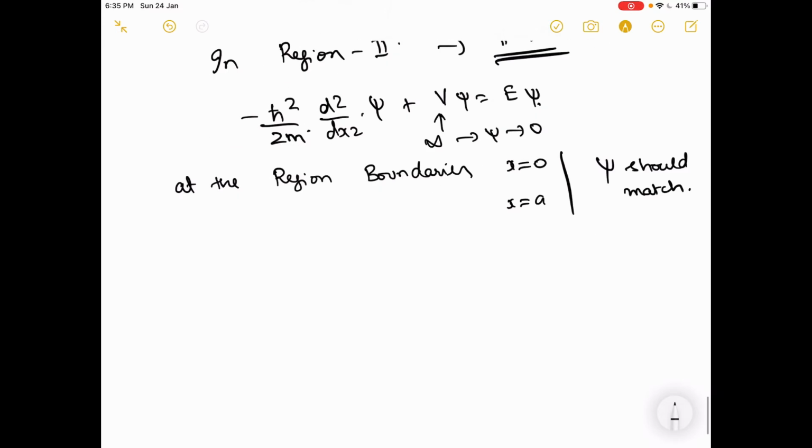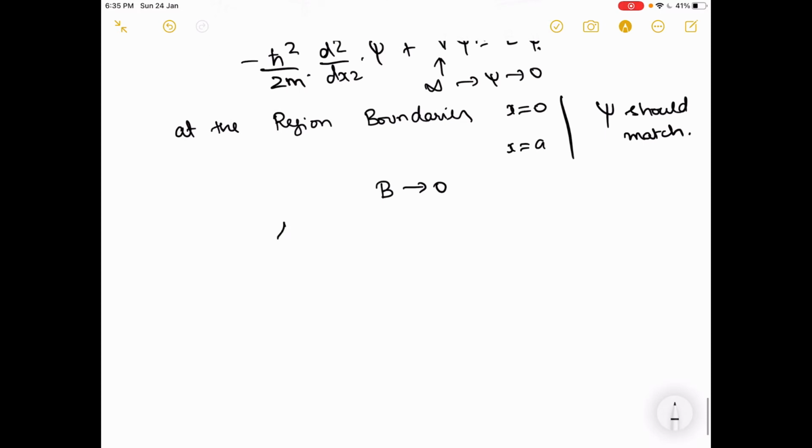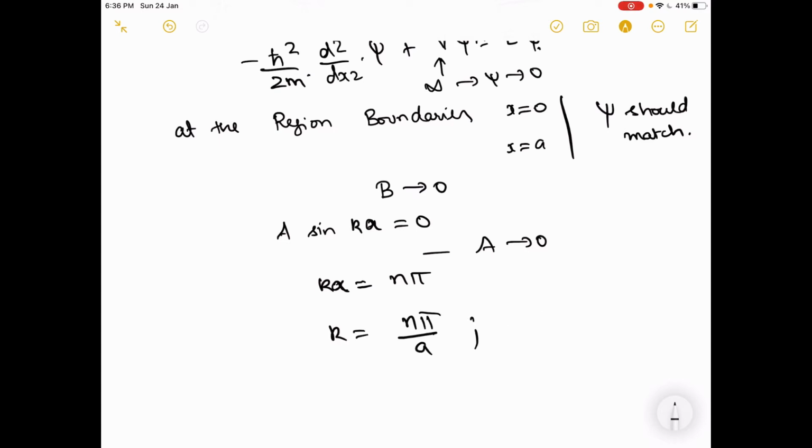And when we do this, you can clearly see that B will tend to 0, and A sine ka tends to 0. There are two possible solutions to this, A tending to 0 in the sense the wave function is completely 0, and the other non-trivial solution comes when you have ka equal to n pi, and k is n pi by a, and n goes from 1, 2, 3, and so on, right?